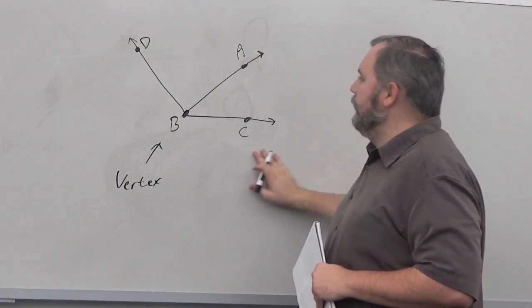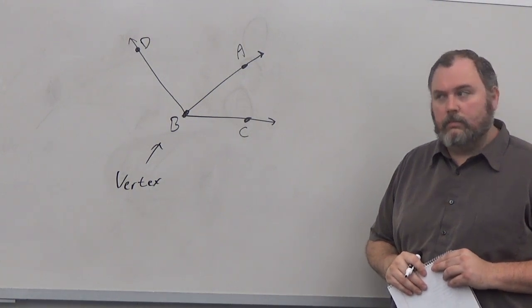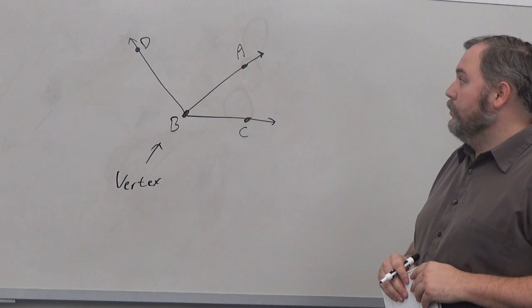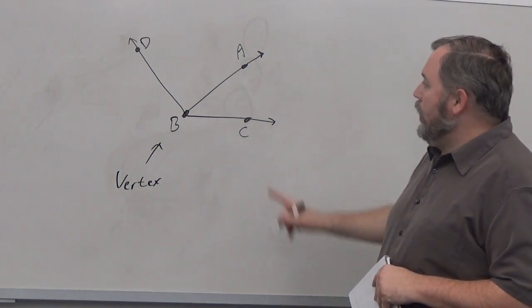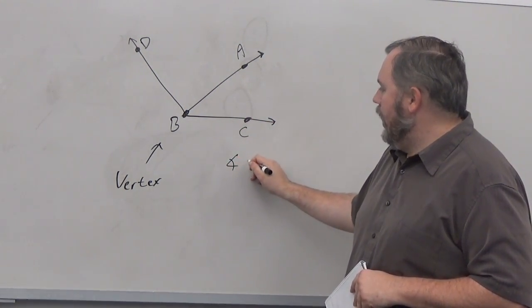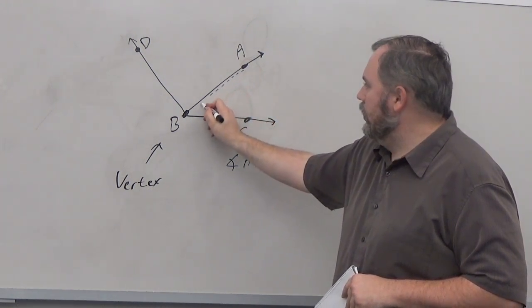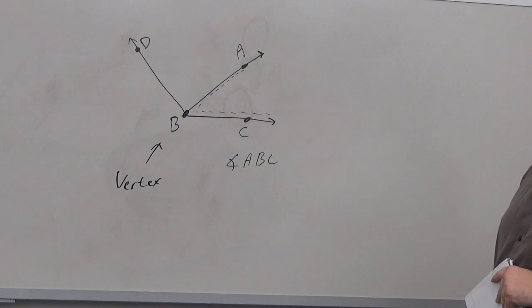I'm going to erase that. So my question to you is, how many angles do you see? Well, you might see 2, you might see 1, but let's look at it. All right, so first one. We know that this one and this one are at 1. So we can say angle ABC from here to here. That's an angle. All right, what other angles do we see?